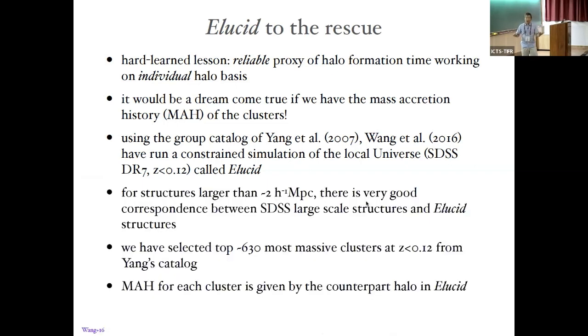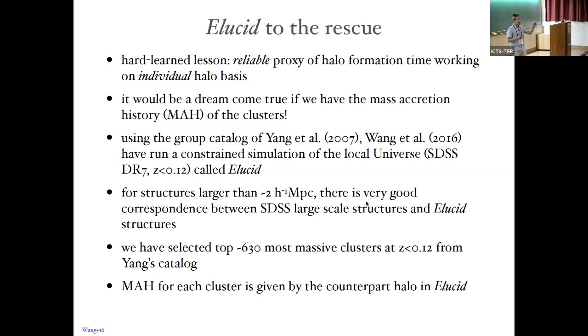So for structures larger than 2 megaparsecs, there's a very good correspondence between the Sloan large-scale structures and ELUCID structures. We therefore take advantage of this high fidelity simulation of the local universe for the study of assembly bias at high mass regime. Basically, we took the most massive 630 clusters from Yang's catalog.